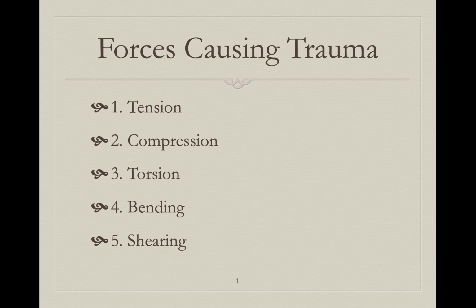Tension is pulling on a bone along the long axis with sufficient energy to cause a break. This can cause dislocations. There's usually no fracture lines, and they're usually caused by an accident.